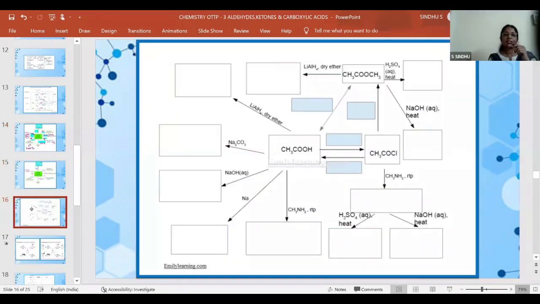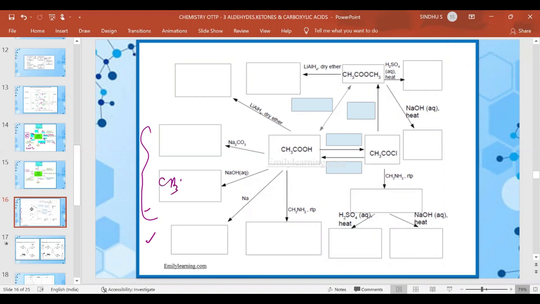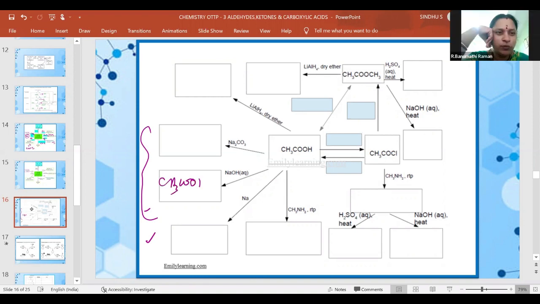Acid conversions. If we can spend some time, we'll sum up all the reactions. Sodium carbonate, sodium hydroxide, sodium metal: these three give the same product. With carboxylic acid, all three, we are going to get sodium acetate, CH3COONa.